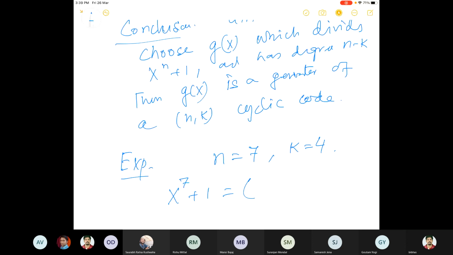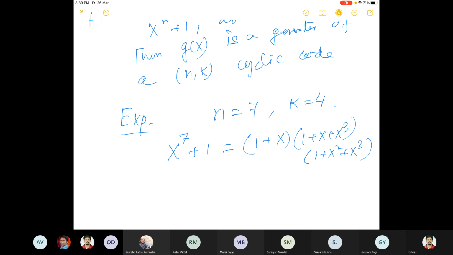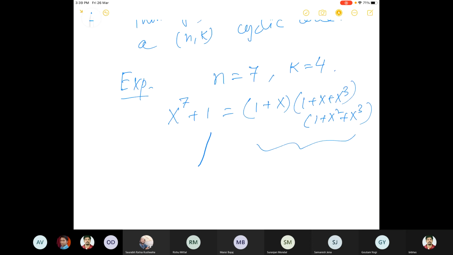Okay, let me write it. (1 + x)(1 + x^2 + x^3)... you can multiply all the polynomials on the right-hand side and check that this will be x^7 + 1. So we can choose g(x) to be equal to what? g(x) has to have degree 3. So you can choose this one, or this one, and then we can generate the (n, k) code.